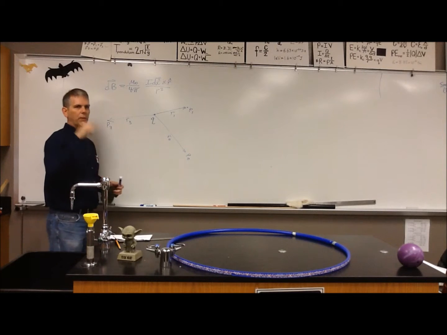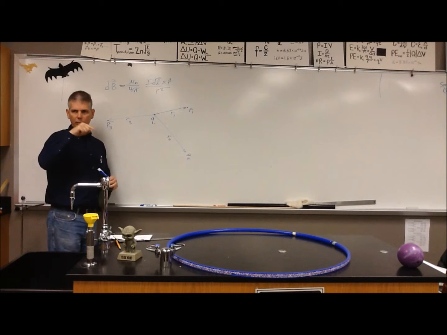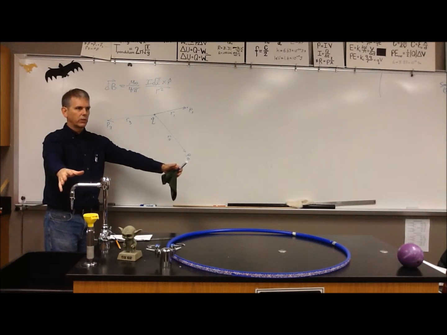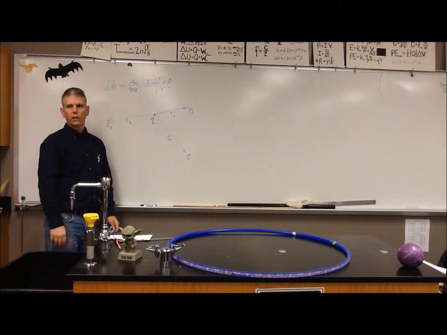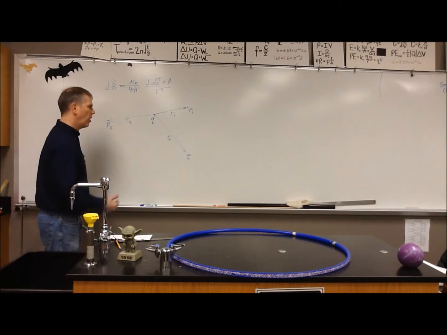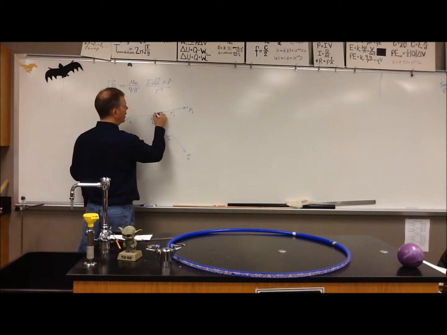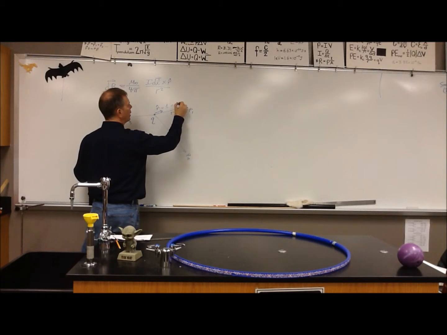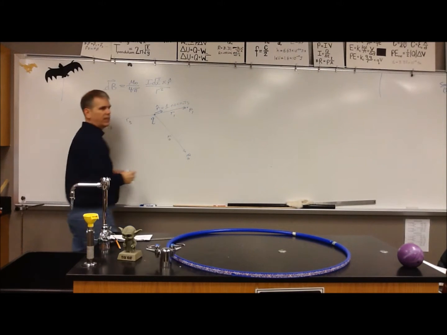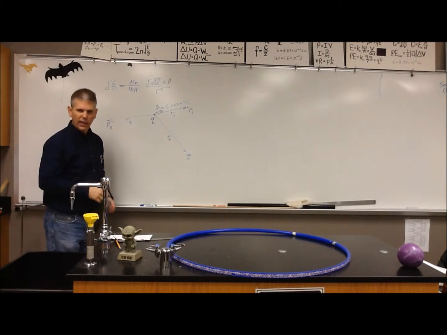R hat goes from the point from where you're taking your object to some point in question. R can never be negative. But you say, what about R hat? R hat points in the direction of R and has a value of 1 and no units because it is a unit vector. Now, how does that work out?